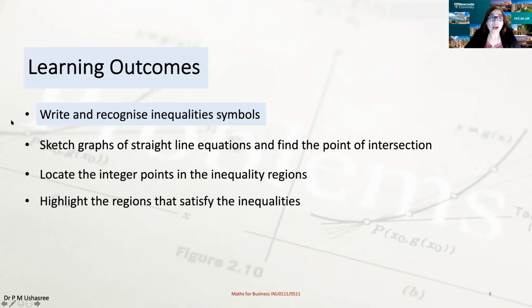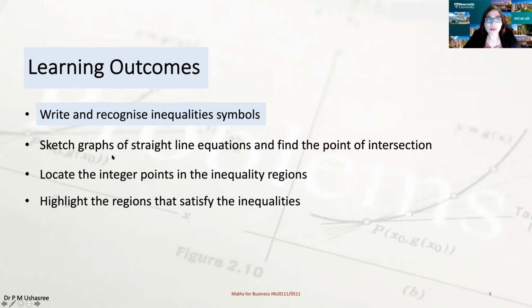Okay, so now I'm sure you're an expert at writing and recognizing inequality symbols. You're good at using words like no more than, at least, less than, greater than. So be careful when you're reading the question. Try to understand that and just convert those statements into mathematical equations. In this case, inequality equations, yeah?